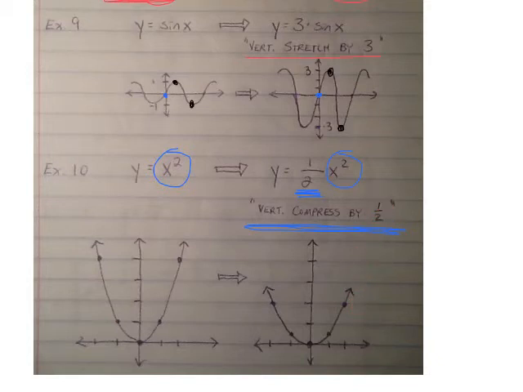So you can see what it's done to our parabola is made it a little more squat by taking those points and moving them downward, cutting their height in half.